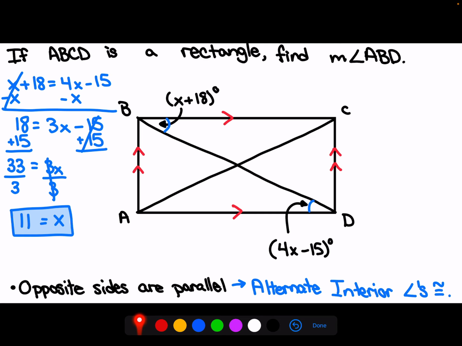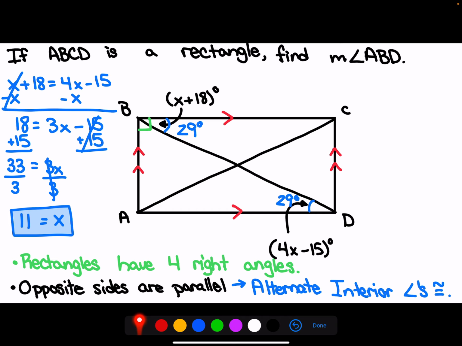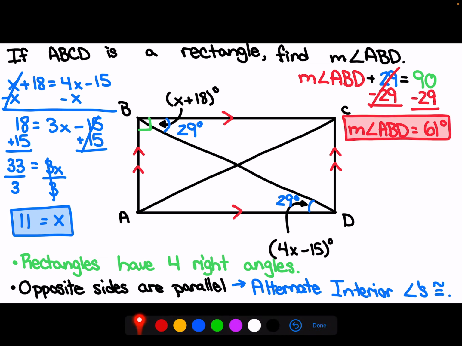Now further, we know that this is a rectangle, and rectangles have four right angles. So I know all of angle ABC, this angle right here, the whole thing, is equal to 90. I also know the blue angle is equal to 29, so I can find the measure of angle ABD, because angle ABD plus 29 degrees will equal 90 degrees total. So setting up our equation, angle ABD plus 29 equals 90. Subtracting 29 from each side, we get angle ABD is equal to 61 degrees.